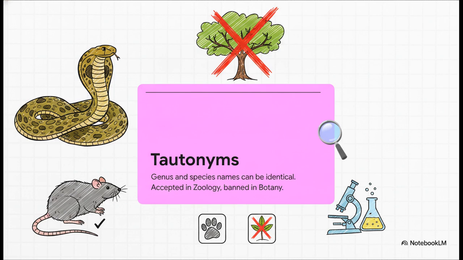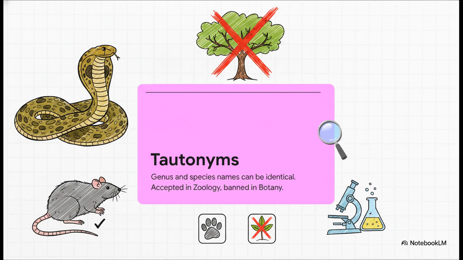Now, what's really interesting on this slide is a quirky little exception called tautonyms. This happens when the genus and the species names are exactly the same. For instance, the scientific name for the Indian cobra is Naja naja, or the rat, which is Rattus rattus. But here's the catch you definitely need to remember.